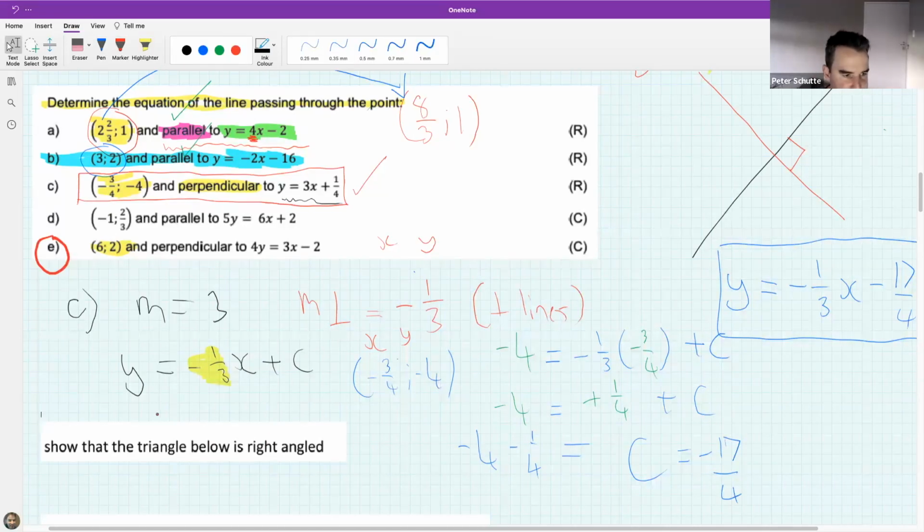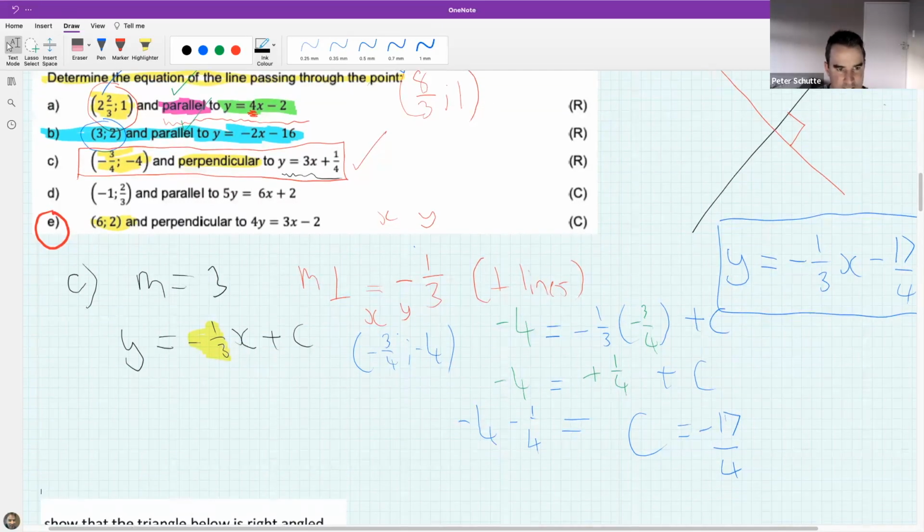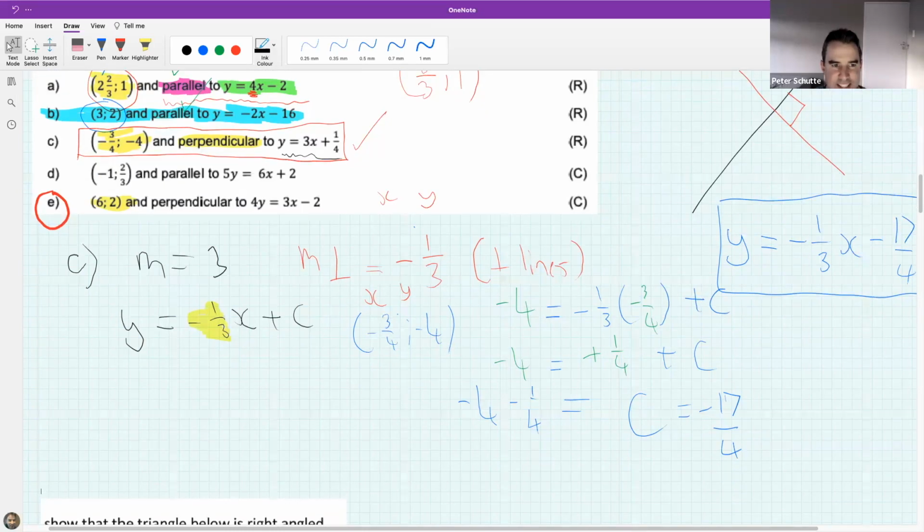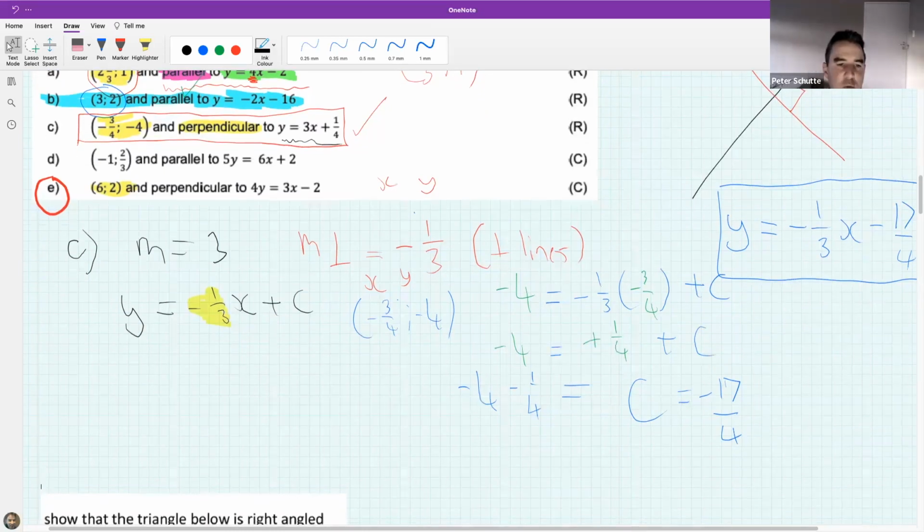So for the last question of the day, you are going to try and find me the line that goes through the point 6, 2 and is perpendicular to 4y equals 3x minus 2. Now, I'm feeling like there's something a bit different about that straight line. Can somebody tell me what I'm feeling uncomfortable about? It feels like something's different, but I can't quite put my finger on it.